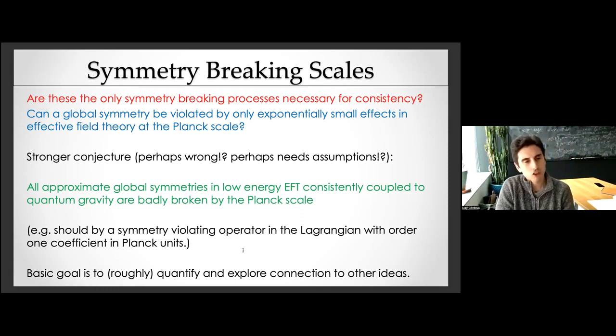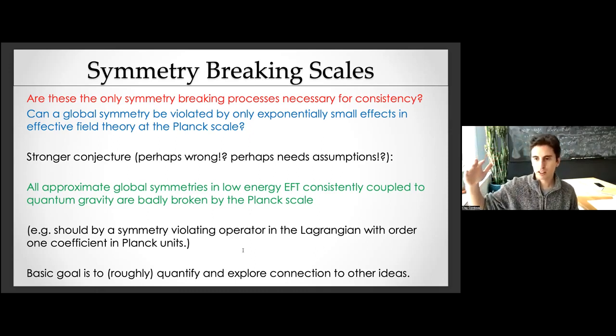So a stronger conjecture that you might make, and we'll explore it today, though again this conjecture could be wrong, and it might need additional assumptions, which I hope many of you will help figure out, is that maybe all approximate global symmetries in low energy effective field theory consistently coupled to quantum gravity are badly broken by the Planck scale. So these exponential corrections from wormhole geometries or semi-classical geometries are not enough.